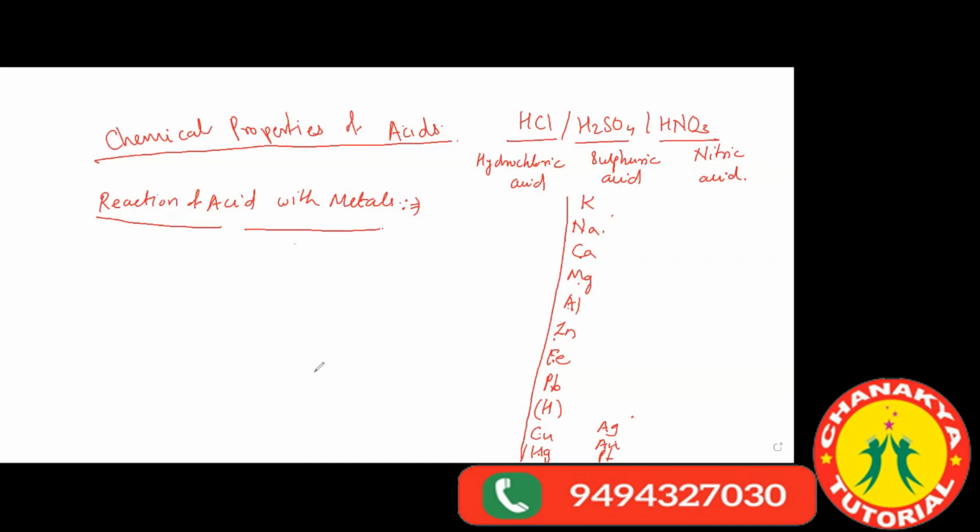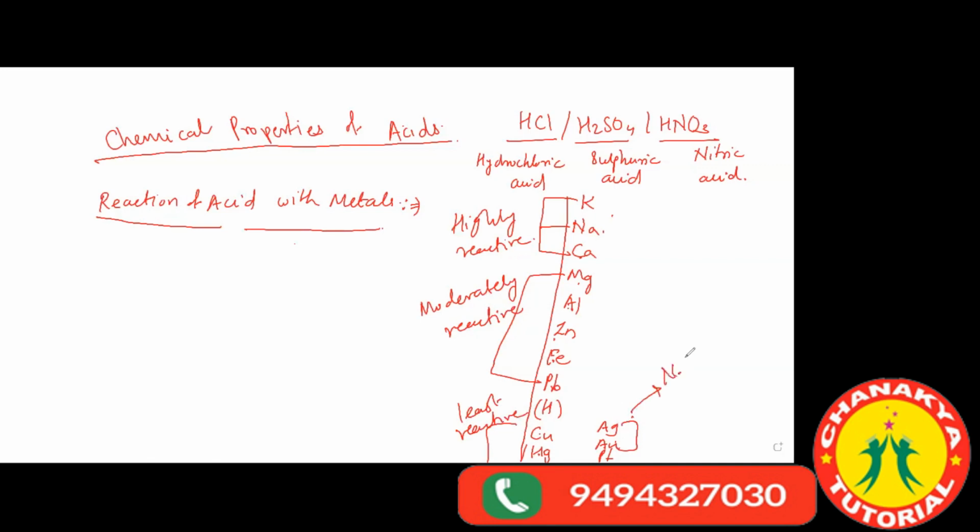What is the reason why I gave you this series? To understand the reactivity of your metals. Metals like potassium, sodium, and calcium are highly reactive metals. From magnesium onwards till lead, they are moderately reactive metals. And from copper onward, they are least reactive. Among that, silver and gold are called noble metals.